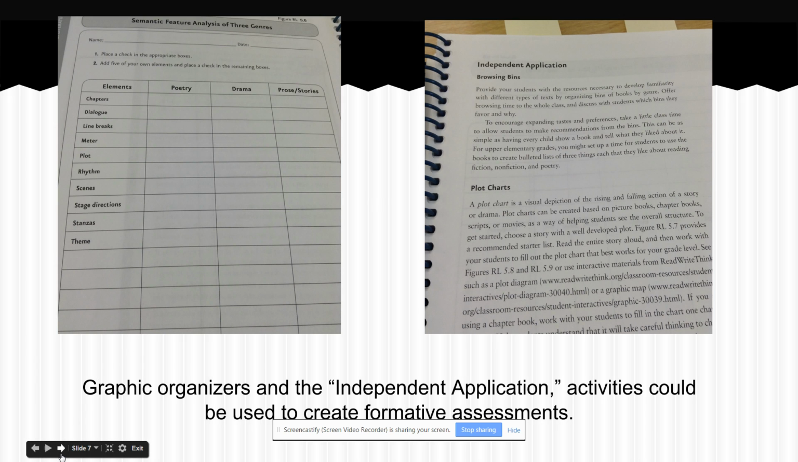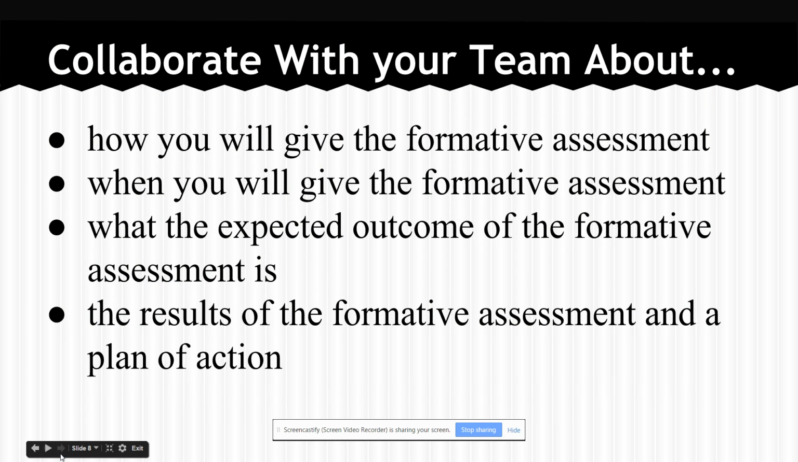So what are we going to do with this? Once you have created your formative assessment, you want to collaborate with your team. You want to first decide how you're going to give the assessment and when you're going to give the assessment. Something that's really important prior to giving the assessment is thinking about the expectations. What is expected of students by the end, or once they've completed this assessment?